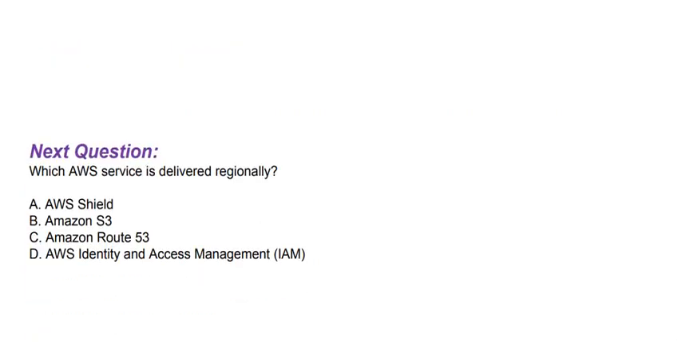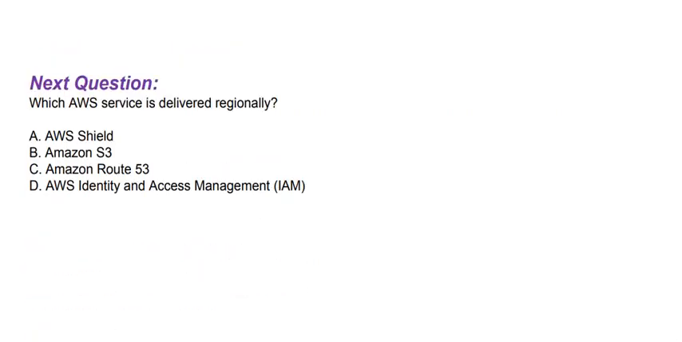Next question is, which AWS service is delivered regionally? Option A, AWS Shield. Option B, Amazon S3. Option C, Amazon Route 53. And option D, AWS Identity and Access Management. The correct answer is option B.